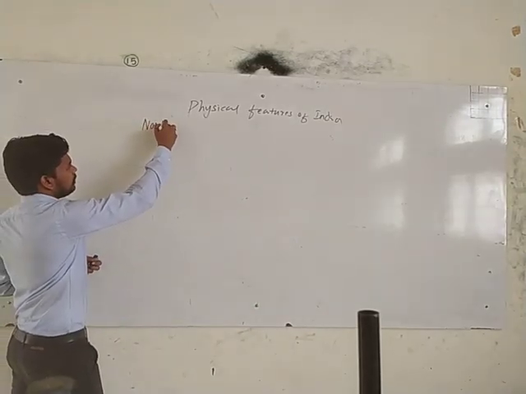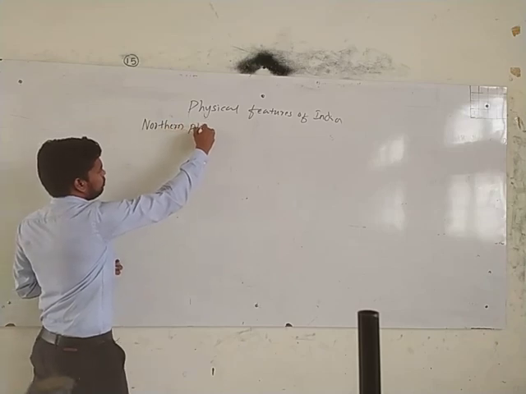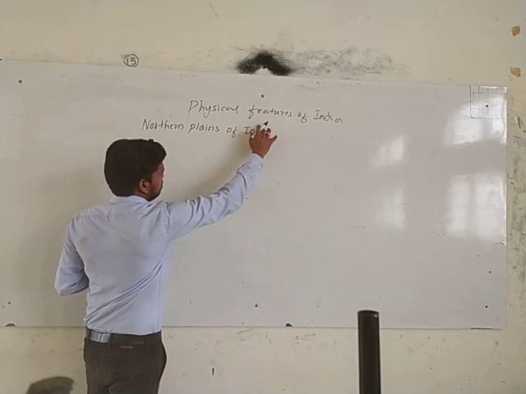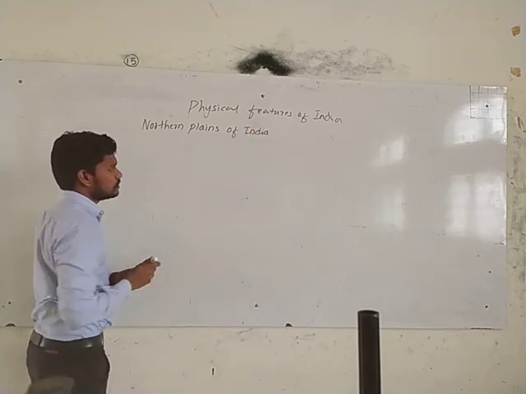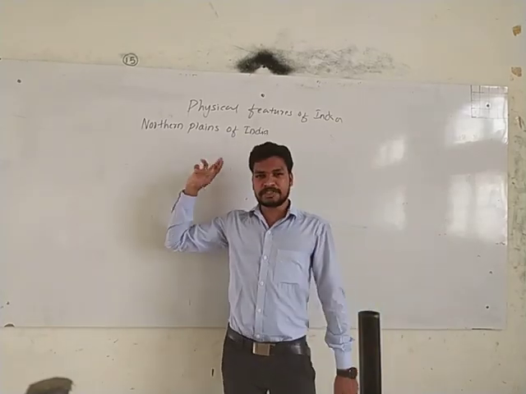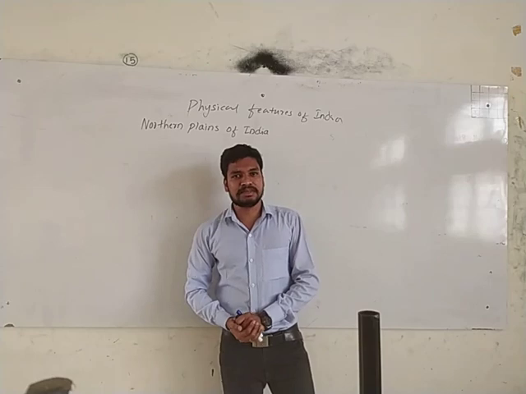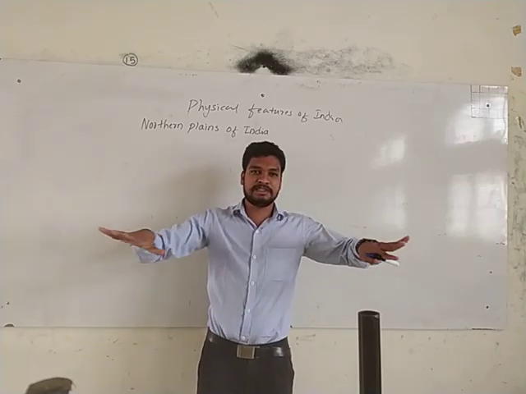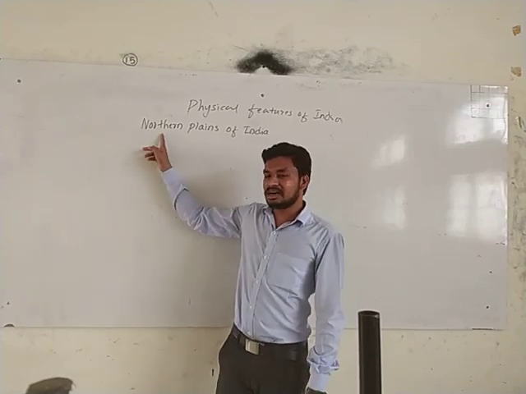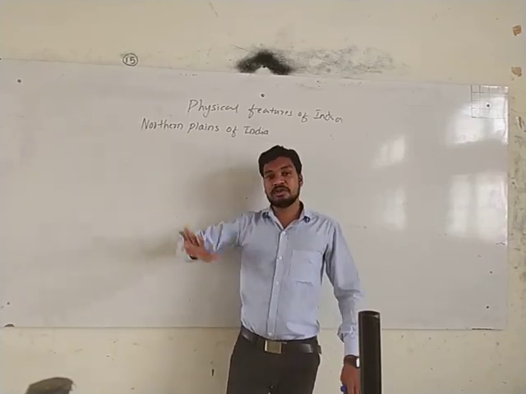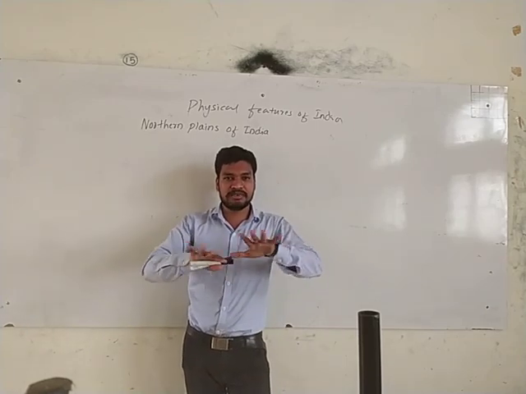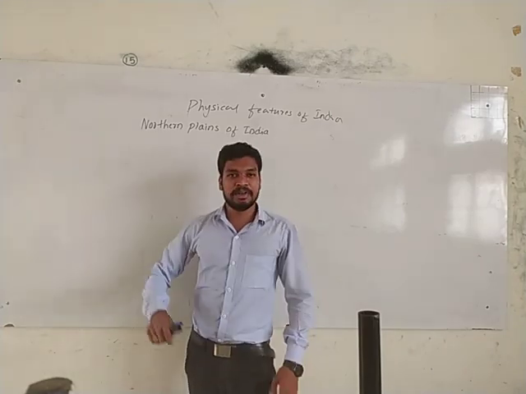Northern plains of India. The plains have divisions just like the Himalayan mountains. You know the definition of a plain: a plain is nothing but a flat surface. We call it the Great Northern Plain because the catchment area of this northern plain is approximately 7 lakh square kilometers. Most of the landmass has the physical features of this northern plain in India.